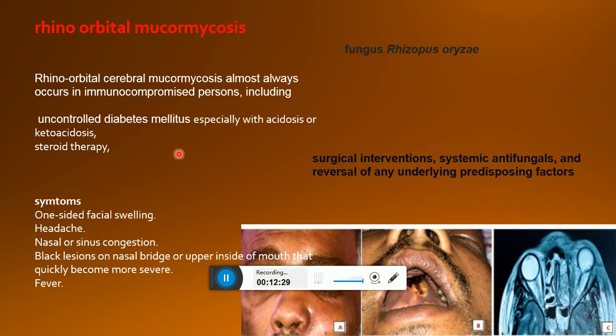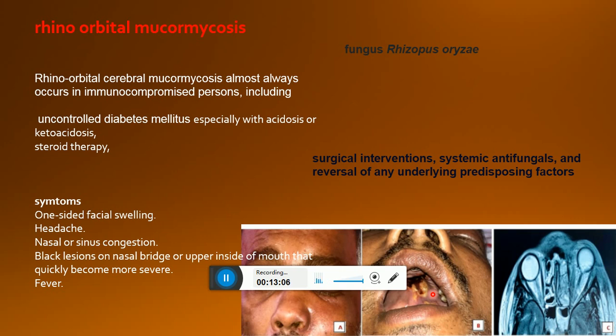Now the diagnosis. There is gradual onset of facial and periorbital swelling, diplopia, and visual loss. Signs are similar to bacterial orbital cellulitis but tend to be less acute, with slower progression. Infarction superimposed on septic necrosis is responsible for the classic black eschar that may develop on the palate. Here you can see on the palate there is black eschar. So always examine the palate, the turbinates, the nasal septum, the skin and the eyelids. In case of any orbital cellulitis, always examine these structures.